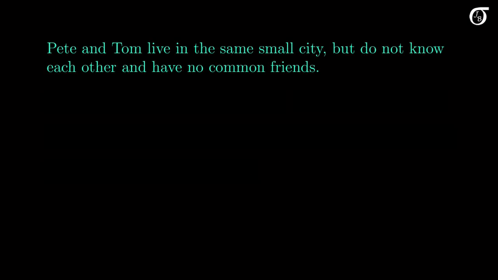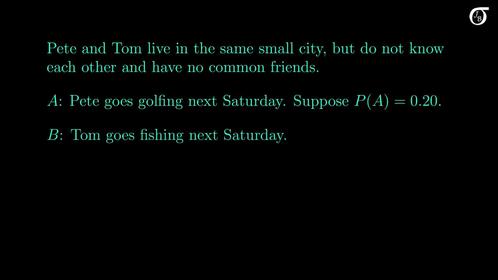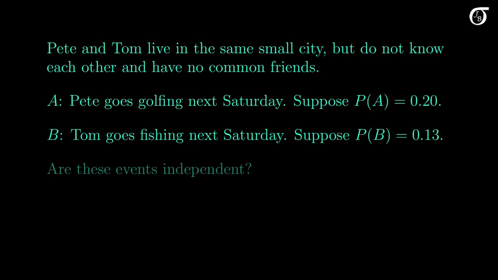Suppose we have this scenario where Pete and Tom live in the same small city but don't know each other and have no real connection. Suppose we have the events A: Pete goes golfing next Saturday, and suppose for the sake of argument the overall probability of that is 0.2. Event B is the event that Tom goes fishing on that day. Suppose the overall probability of that is 0.13. Are these events independent?